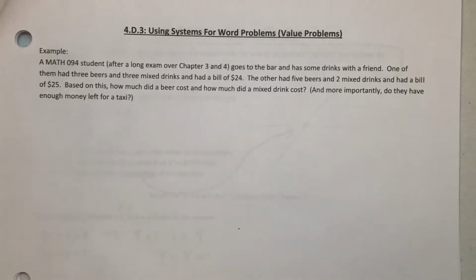One of them had 3 beers and 3 mixed drinks and had a bill of $24. The other had 5 beers and 2 mixed drinks and had a bill of $25. Based on this, how much did a beer cost and how much did a mixed drink cost? And more importantly, do they have enough money left for a taxi?